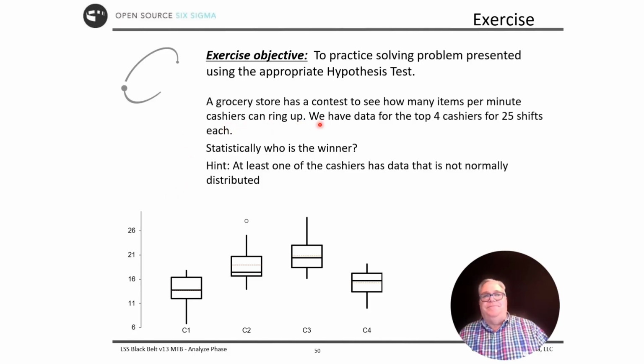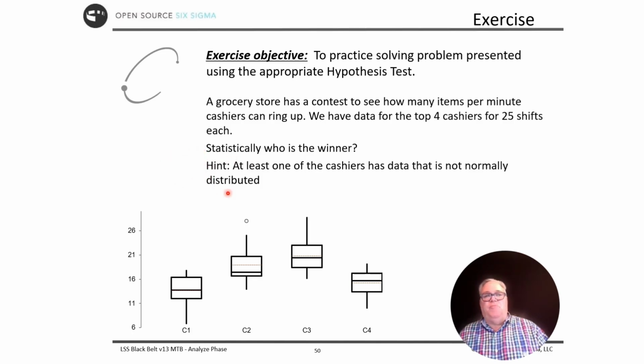So I've got a grocery store, and they decide to do a contest to see which cashier can put as many items through the Scantron as possible, and average out the items per minute that they put through in a shift. So we have the top 4 cashiers' data here for 25 shifts, so over a month plus of work. And is there a statistical winner? So did somebody actually win the contest?